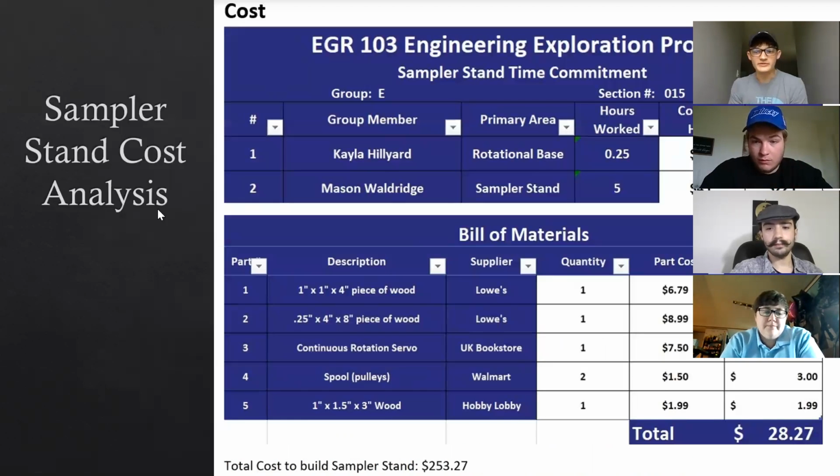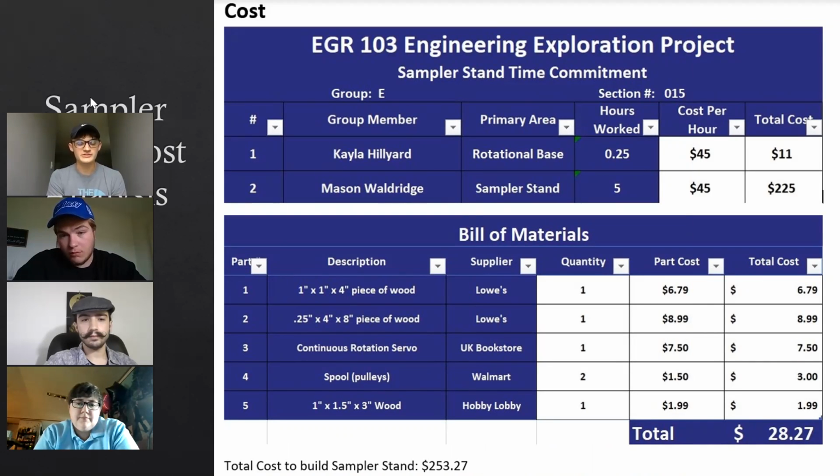Here's the cost analysis, and as a lot of our parts were from the kit, just as many were parts that we already had, so we had to do an estimated guess. The total cost came out to be about $225 for the sampler stand, and it was about 5 hours of work. We really didn't need that many pieces. It was a pretty simple piece, but the total cost for materials, you can see at the bottom right, was about $28.27. But then with the hours of work and the pay for the work, it was $225.